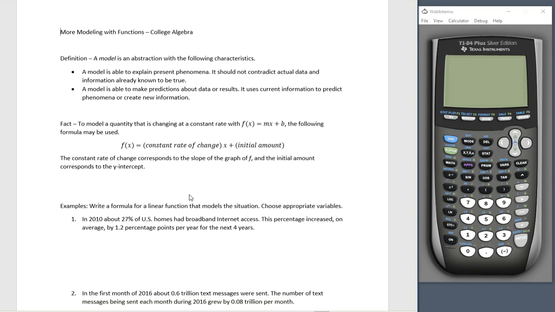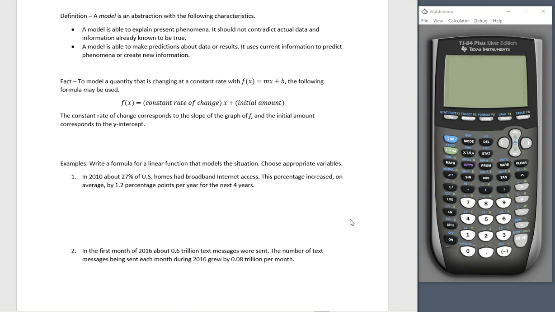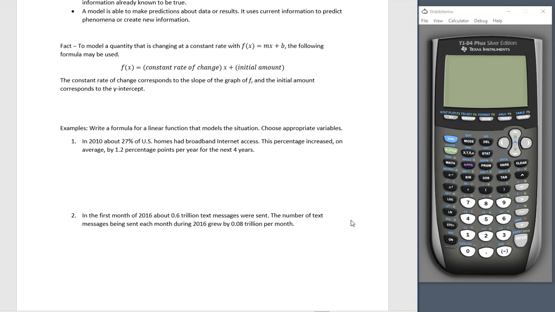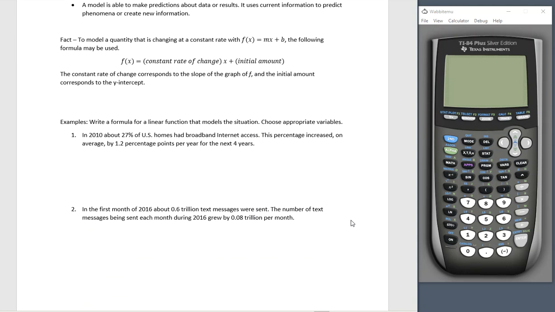Okay, so we want to write a formula for a linear function that models the situation. We're going to choose appropriate variables. So I'm not just going to use x and y. Those are boring. Let's use variables that make sense. Read the problem first. In 2010, about 27% of U.S. homes had broadband internet access. This percentage increased on average by 1.2 percentage points per year for the next 4 years. I just want a formula that models this.